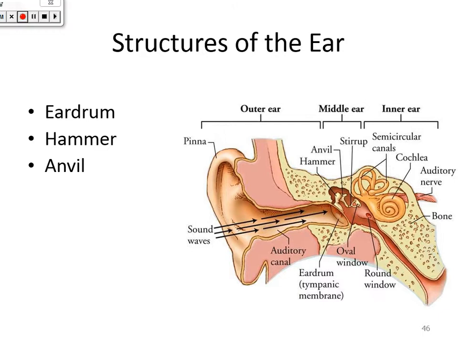Now, let's go through the structure of the ear. So we've got this airborne wave, or what we call a sound wave, that comes into the ear. The outer part of your ear, the external part that you actually grab, is also called the pinna. It is shaped as a funnel to catch the sound and then funnel the sound into the ear.